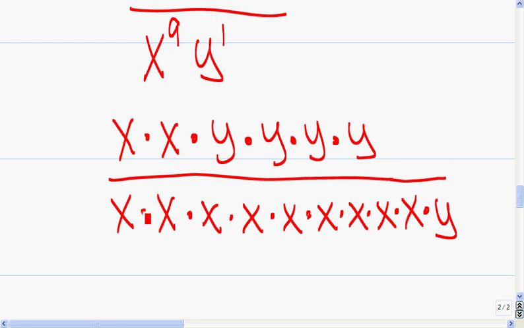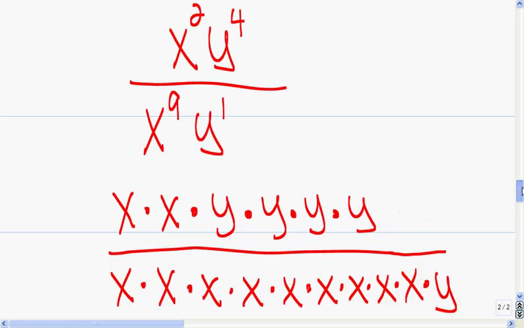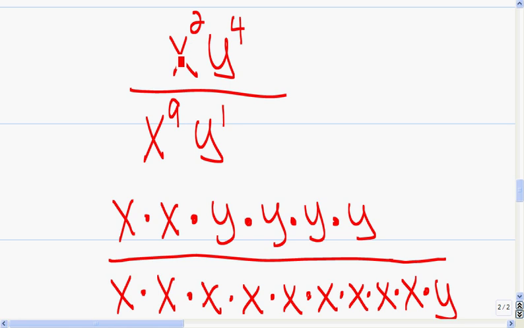1, 2, 3, 4, 5, 6, 7, 8, 9. That's 9. x times itself 9 times. There's 1 y, so that's why there's 1 y here. The numerator was x, base x with an exponent of 2, so we multiplied x times itself 2 times. The other numerator was y, base y with an exponent of 4, so we multiplied the y 4 times. y times y times y times y.